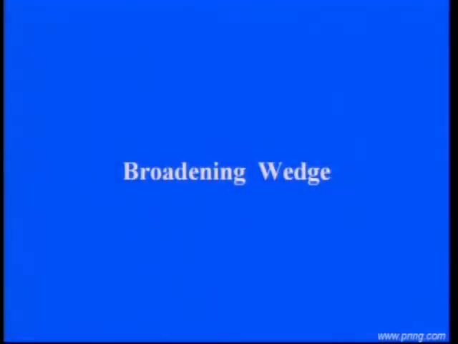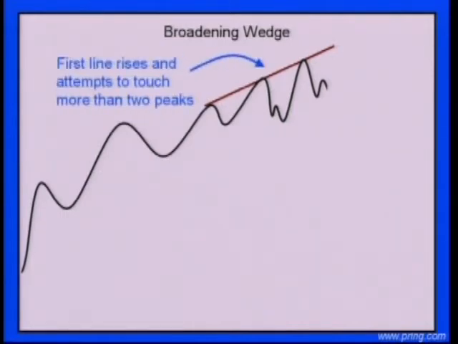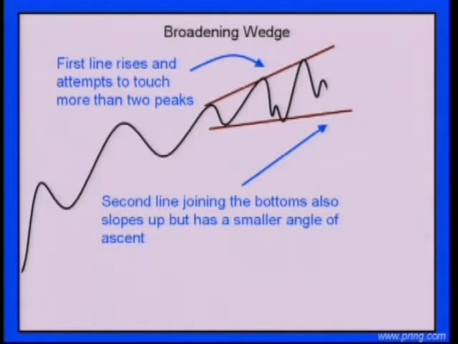Now we'll take a quick look at broadening wedges. A broadening wedge is just the same as a broadening formation with a flat bottom or a flat top, except that one of the flat parts is at a slight angle. The lines are still diverging. So the first line rises for a top, and the second line rises too. But because the lower line is rising at a less fast pace than the upper line, they're still diverging. And that's how we get the broadening wedge.